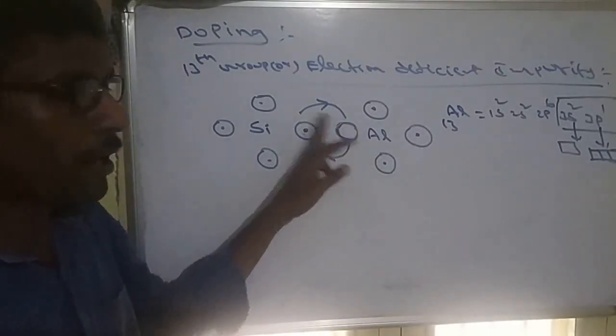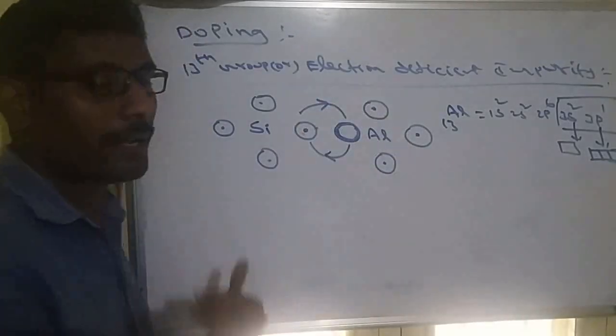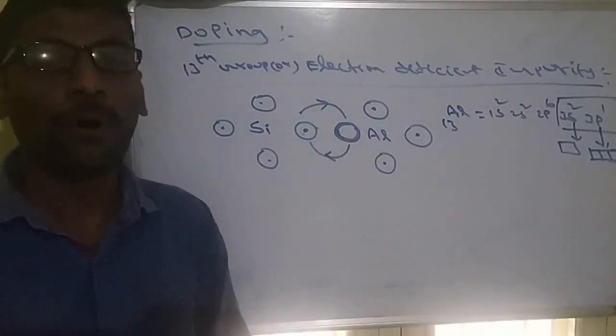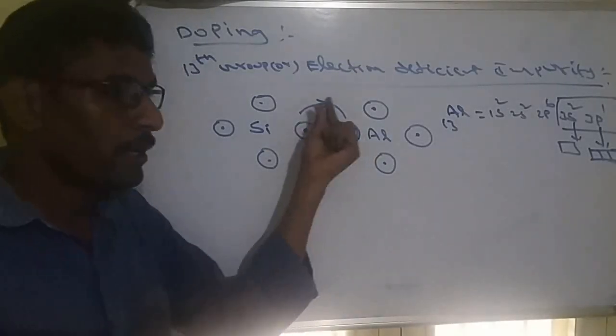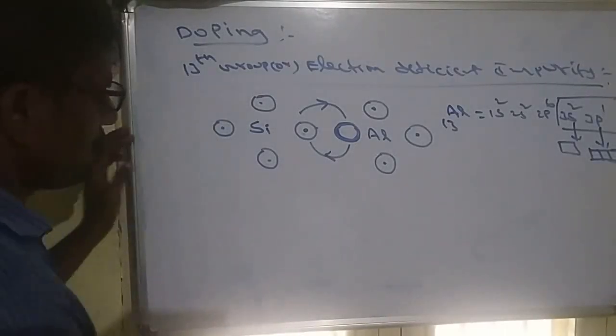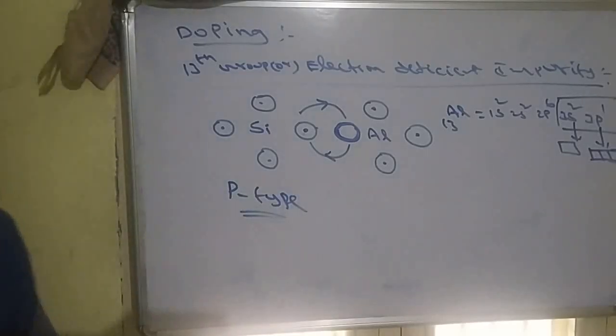So it is shifting opposite to the electron. That means this empty orbital charge we are assuming as positive. So this is called a positive hole. Due to the movement of these positive holes, conductivity will be increased. Such types of conductors are called p-type semiconductors.